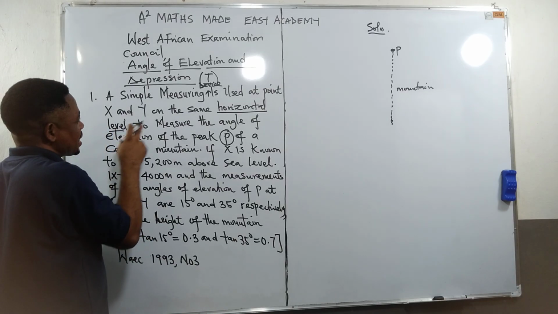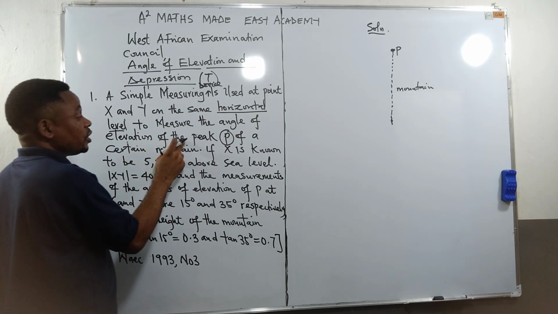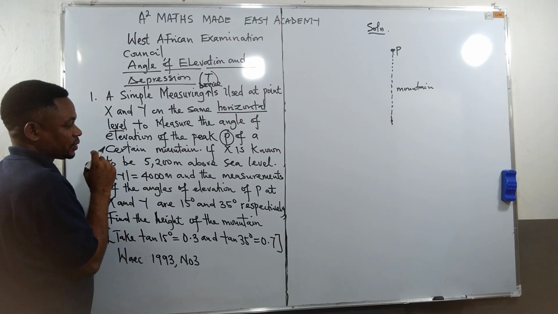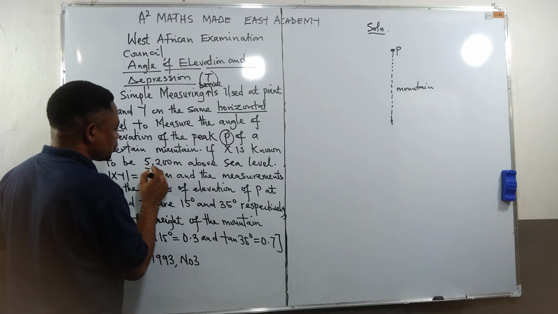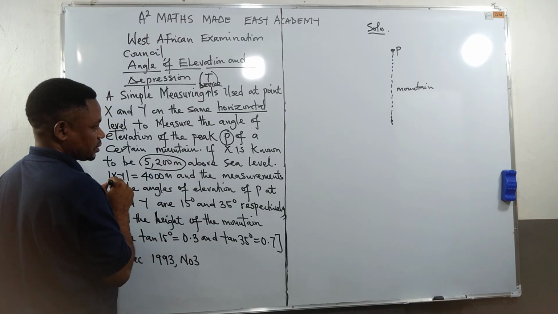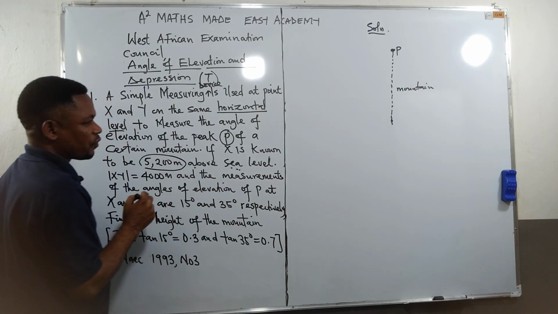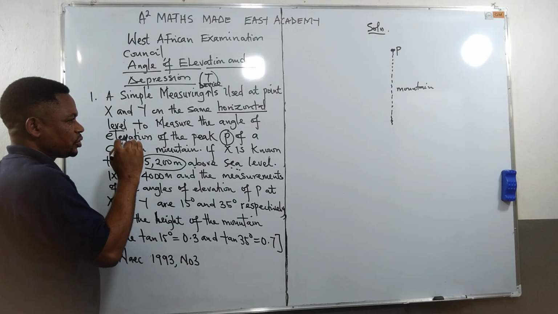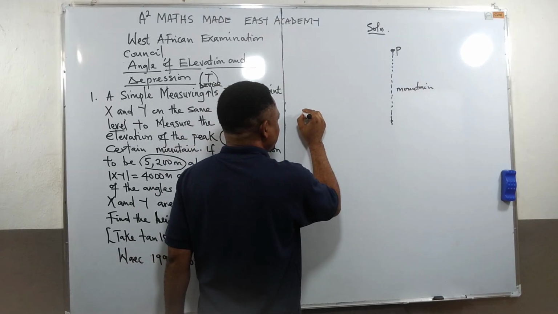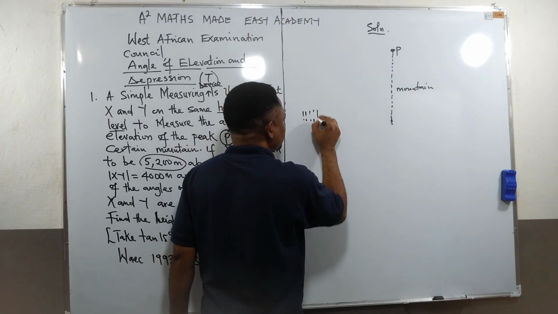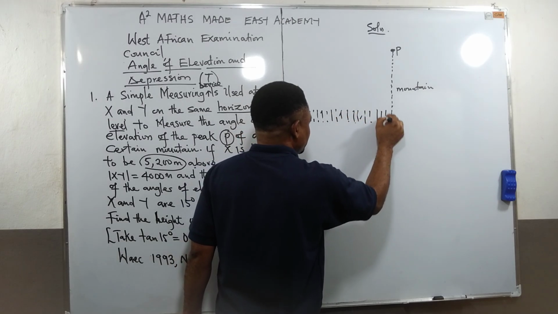It was observed that X and Y are on the same horizontal level to measure the angle of elevation of the peak P of a certain mountain. Now look up. If X is known to be 5,200 meters above sea level, I want you to understand the question. Let us say this is sea level. Am I communicating? You understand what I'm trying to say here?